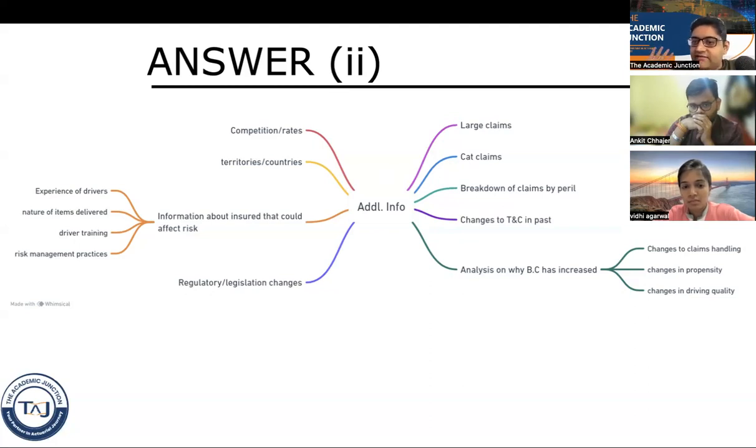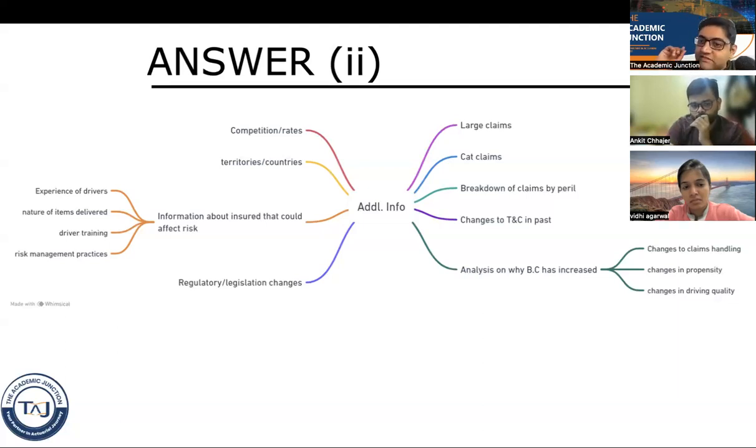Identify territories and countries where they are planning on, are they operating in the same territory and country, or are they expanding? Are they operating in different countries? So simple example, right? Have they only been in Maharashtra, or now are they going into Tamil Nadu and Jammu and Kashmir and Himachal Pradesh, where the risk profile is going to be different, right? Identify information about the insured that could affect risk. For example, ask questions on experience of drivers. Ask questions on nature of items. Have they changed the nature of items they're delivering? For example, have they gone from delivering household goods to hazardous chemicals, which increases the risk of the accidents that are there for the drivers, right?